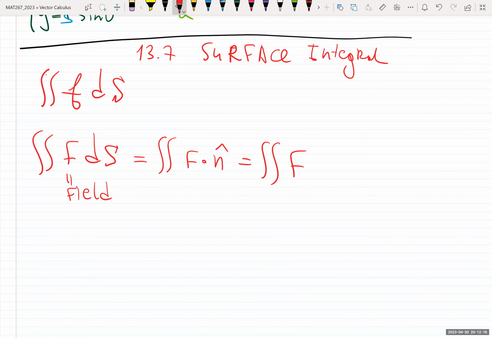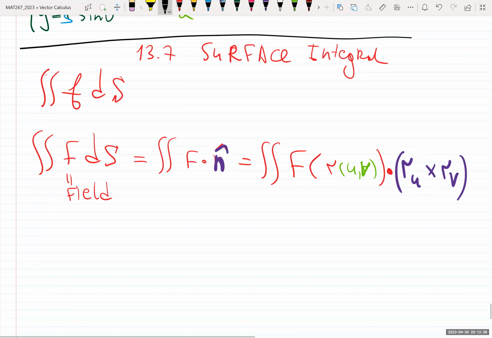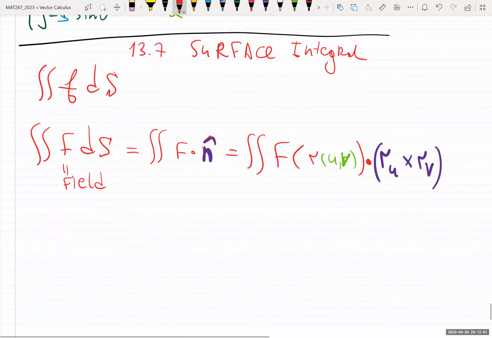So it is F, you plug your R inside as always, but now we're talking about surfaces. So that surface parameterization is happening. U and V, times, and that's a dot product, N, and N is R_U cross R_V, and you don't find the magnitude for that. And then it's du dv. Remember that. The normal one gives you F. F is a function.